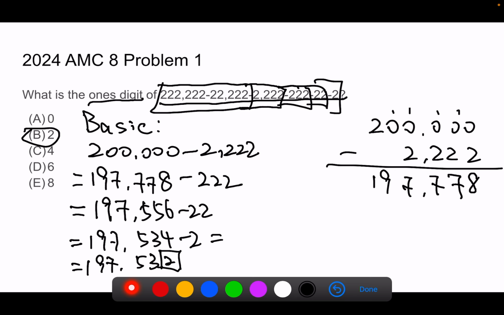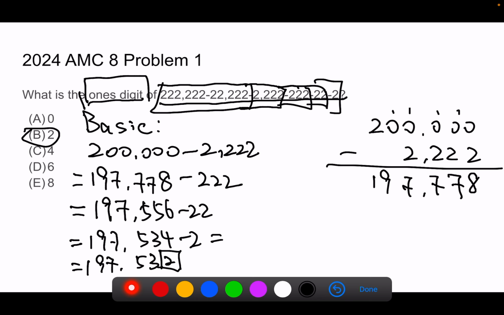This method works, and I would still highly recommend you to practice it because it is an important skill to be able to do those sort of calculations. But as a math competition question, given the way this question is framed, there are some faster ways. The key is that they don't really need you to figure out what's the final result of this expression. They only need you to figure out what is the ones digit.